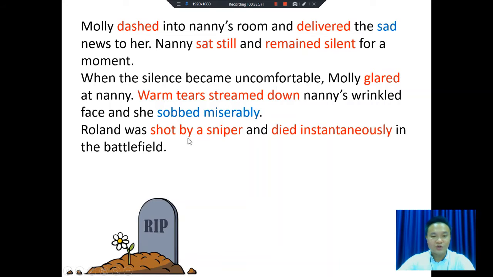Roland was shot by a sniper and died instantaneously in the battlefield. So it's a war period. So we are talking about this nanny waiting for her son to come back, but he died in the battlefield. You can see the words in red are all movement, and the words in blue, we are talking about emotion. When you use emotion words together with movement, it sends a very powerful message to the reader. So you can see the effect from this paragraph.